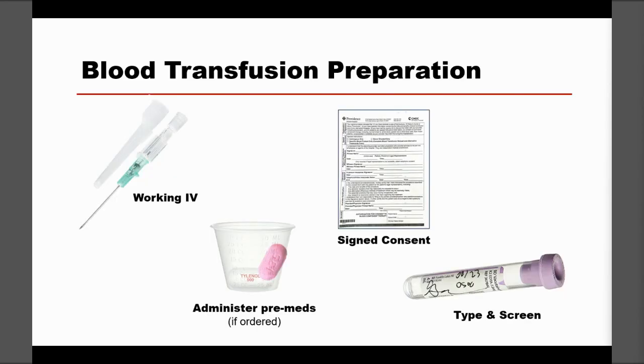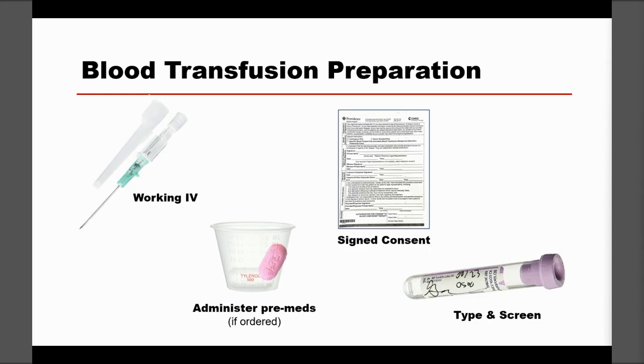In this presentation, we're going to go over blood product administration and the steps that you need to take to be successful. So first, you want to make sure that you prepare. One of the most important things is that you have a working IV. So you're going to check to make sure that it's patent, that it's able to be flushed, that there's blood return, and that it is ready for your blood transfusion.